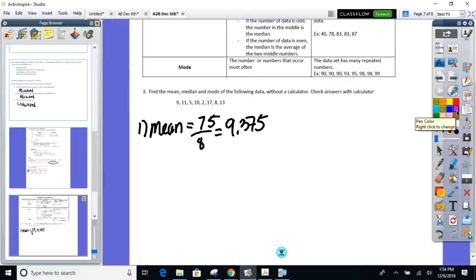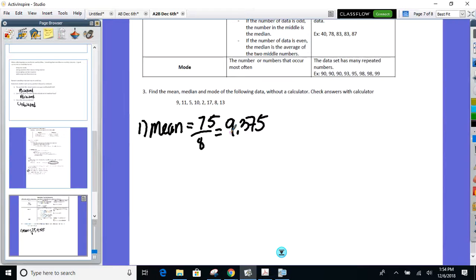All right, here we go. Let's go find the median now. Problem though, before I find the median, I've got to put the numbers in order before you tell me which one's the middle one. So here we go. 2, I always miss one. 2, 5, 8, 9, 10, 11, 13, and 17. Did I get them all?